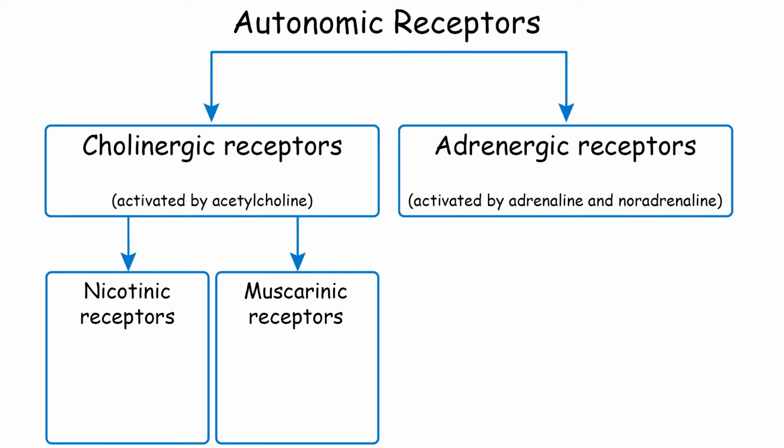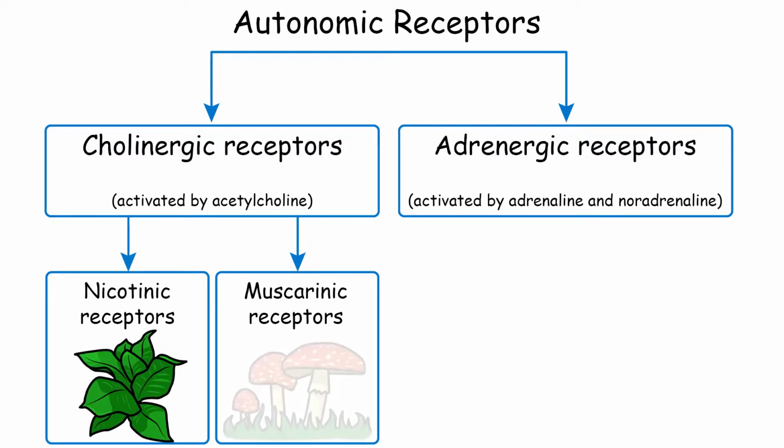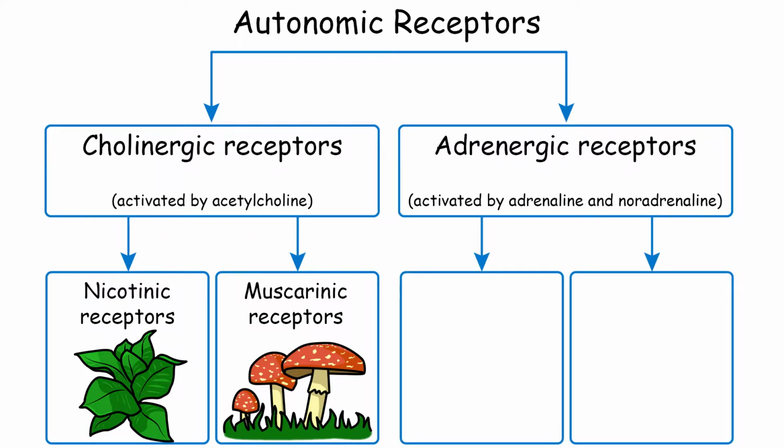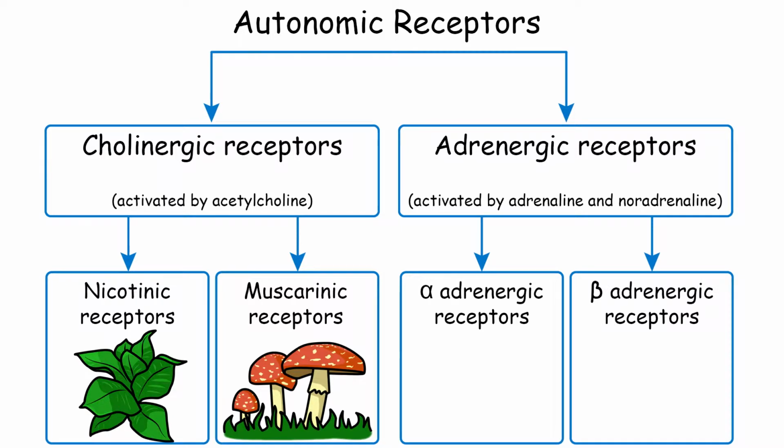You may be familiar with nicotine, a chemical found in tobacco products, and less familiar with muscarine, a chemical found in the Amanita muscaria mushroom. Nicotine and muscarine bind exclusively to either the nicotinic or muscarinic receptors, and that is how these receptors were originally differentiated. There are also two types of adrenergic receptors, namely alpha and beta adrenergic receptors. Let's look at these receptors in more detail.